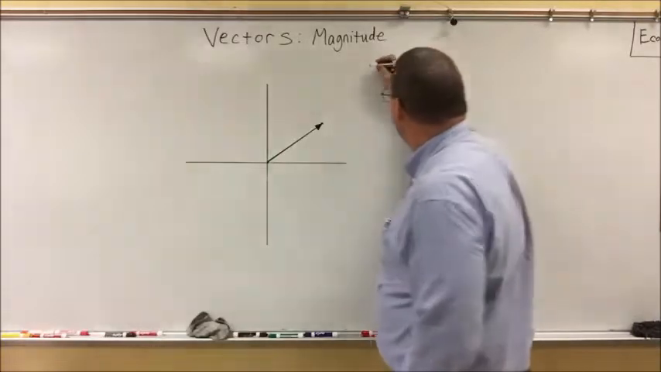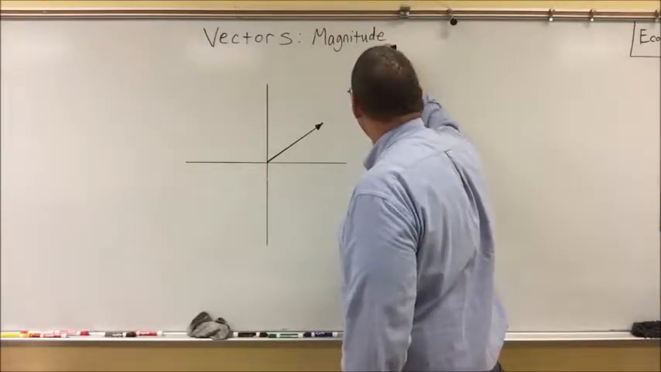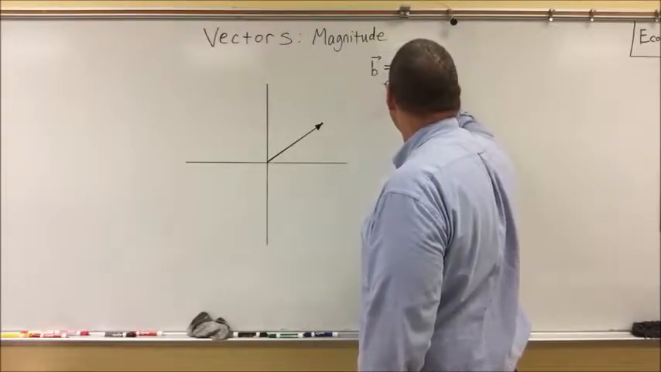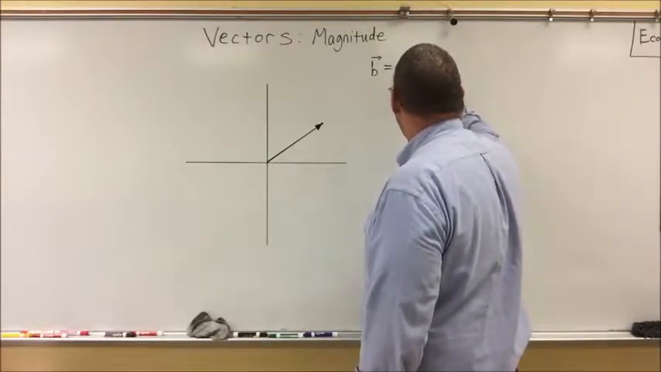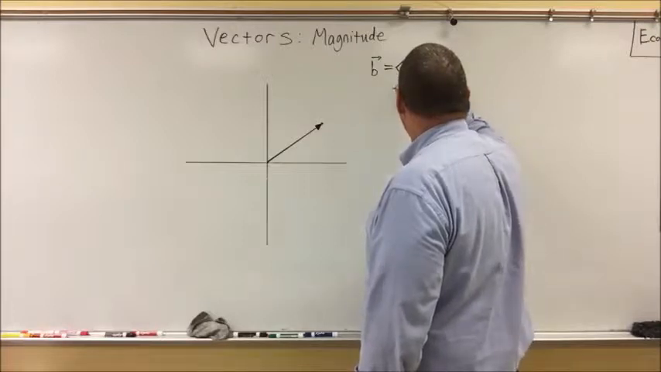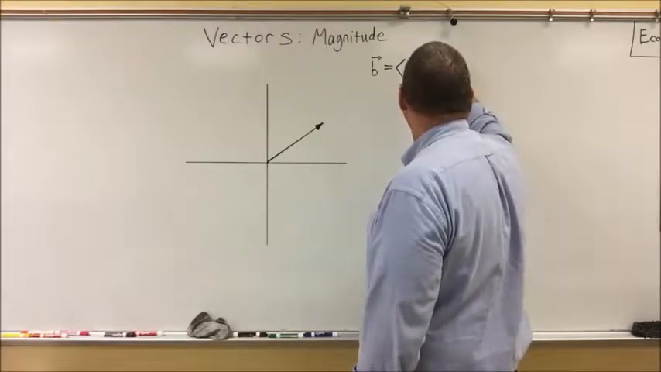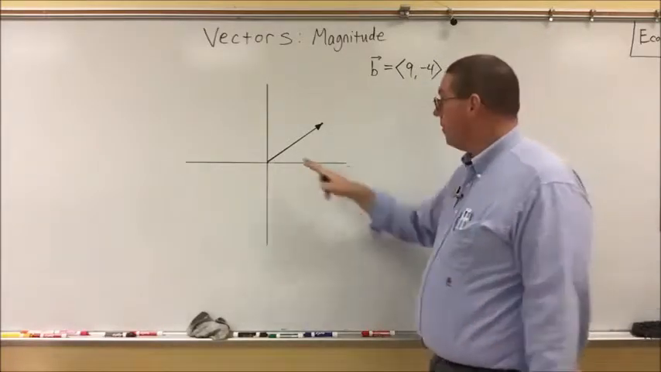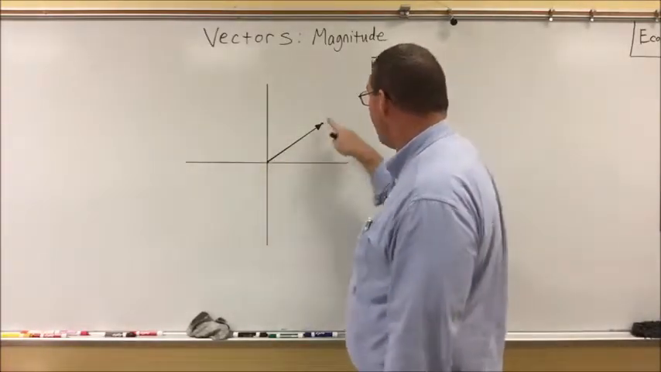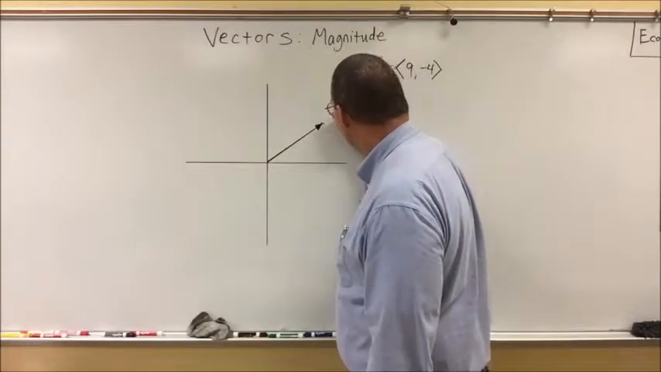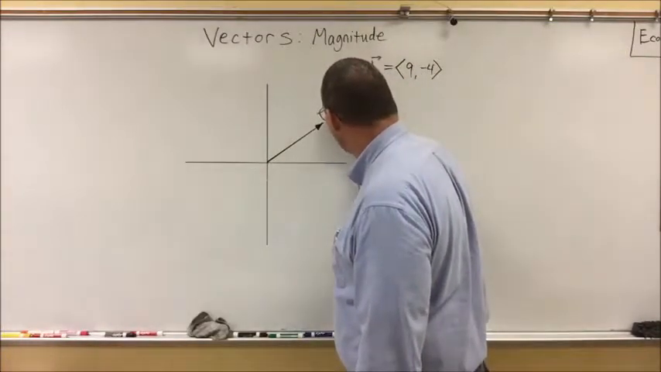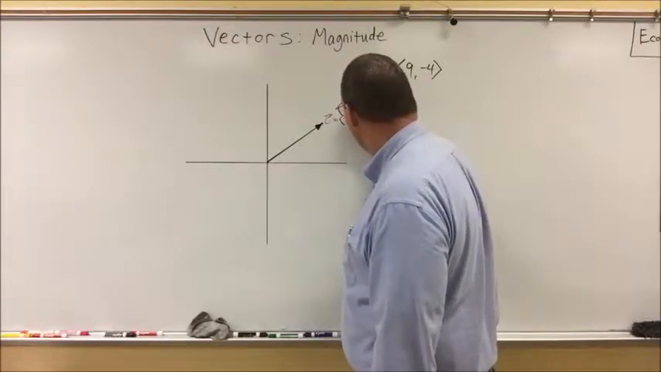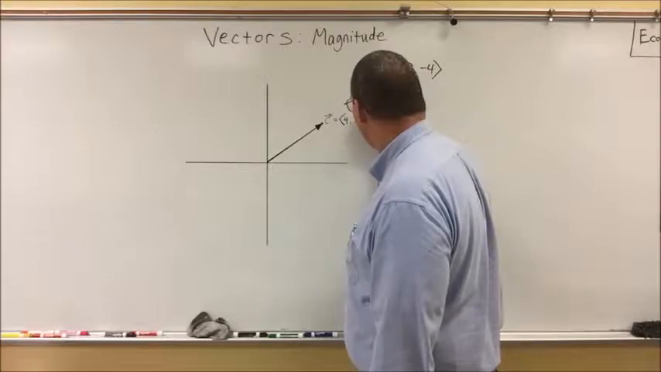You might simply be told that vector B has the components, let's say, 9 and -4. Or you could be given a graph with an arrow on it, and you could be told that this is vector C and that it has the components 4 and 3.